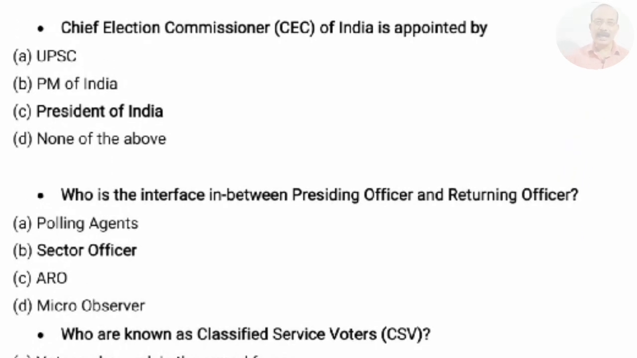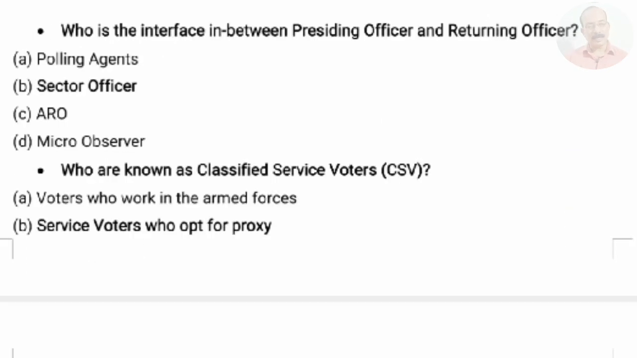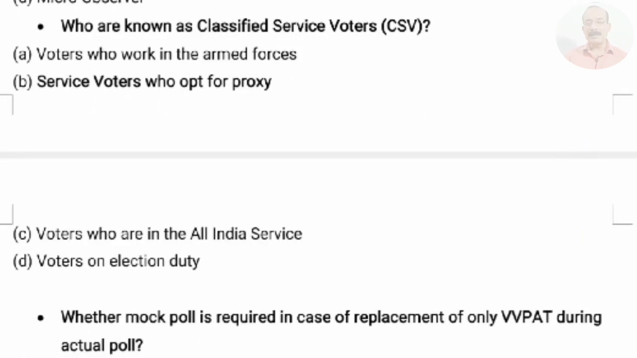The Chief Election Officer of India is appointed by the President of India. Who is the interface between the presiding officer and the returning officer? Option B, sector officer. Who are known as classified service voters? Service voters who opt for proxy.